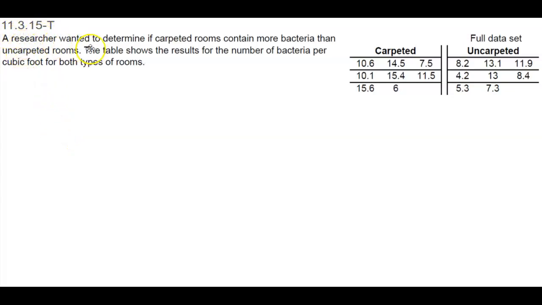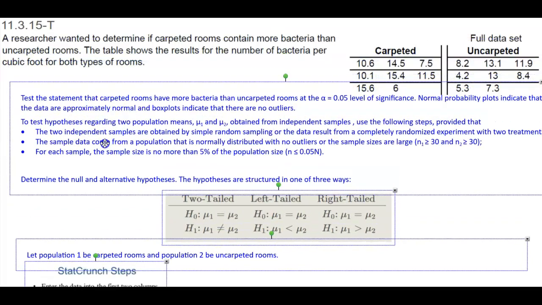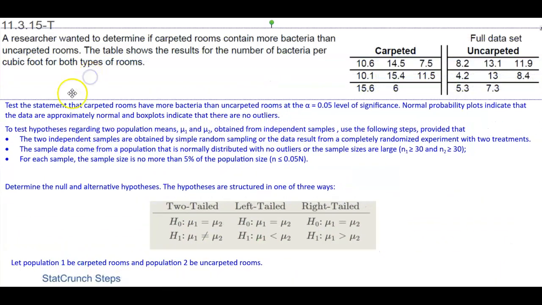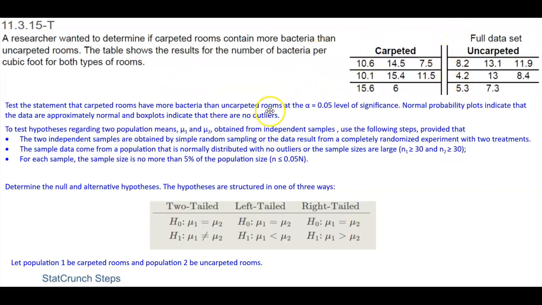11.3.15-T. A researcher wanted to determine if carpeted rooms contain more bacteria than uncarpeted rooms. The table shows the results for the number of bacteria per cubic foot for both types of rooms. So, to test the statement that carpeted rooms have more bacteria than the uncarpeted rooms at the alpha equals 0.05 level of significance.